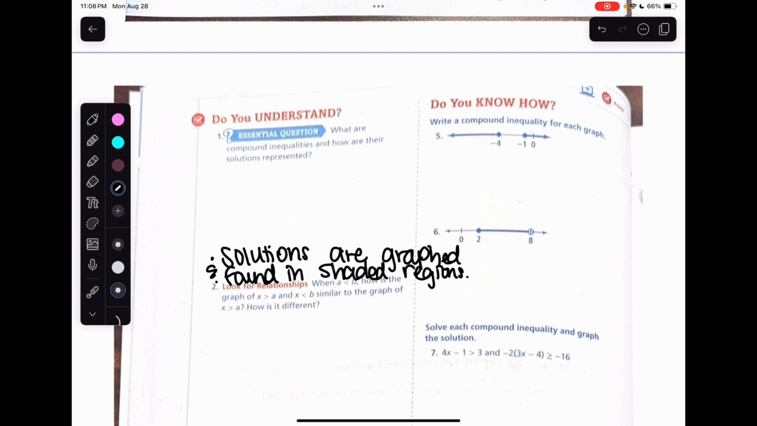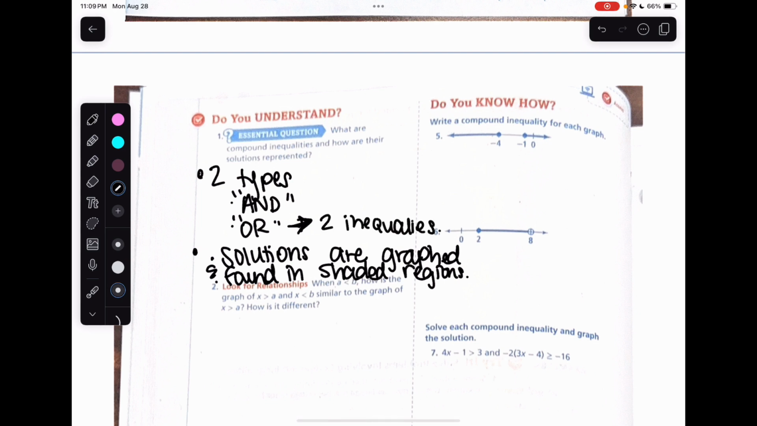Okay, compound inequalities, we have 2 types. We have and compound inequalities, and we have the or compound inequalities. For or, I have 2 inequalities going in different directions. And for the and, I have 1 big inequality, or I could have 2 overlapping inequalities. So 2 inequalities that overlap, right? So overlapping sections.